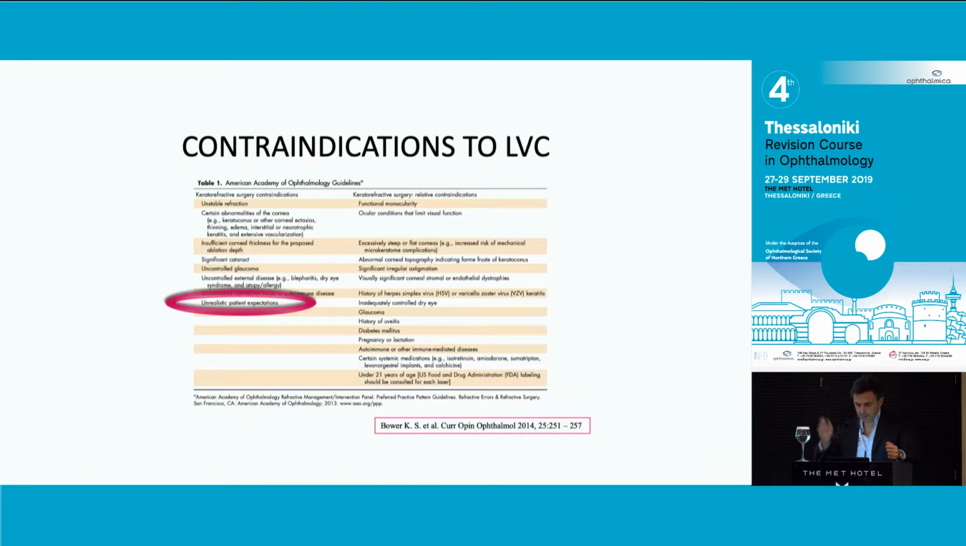This is from a paper showing the contraindications to laser vision correction, but I've highlighted the others as simple, while the one that is really difficult is to look at the personality of your patient. Unrealistic patient expectations are something you need to be very careful about, because this will be your unhappy patient, as will those who come to refractive surgery for secondary gains rather than willingly wanting to have refractive surgery.